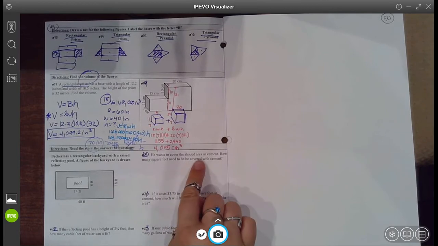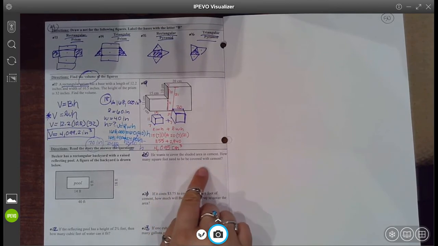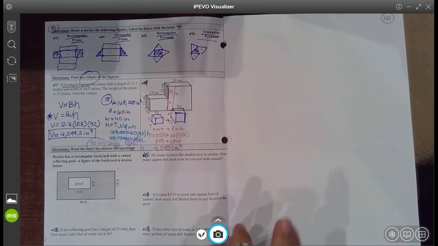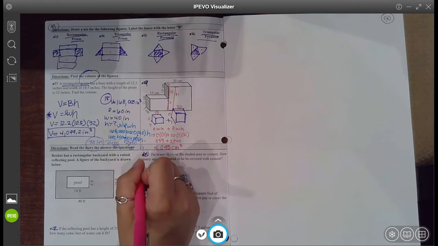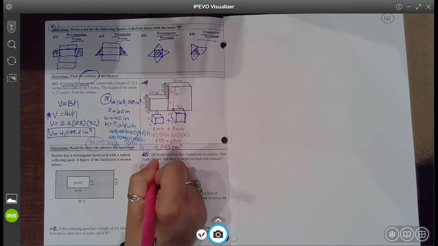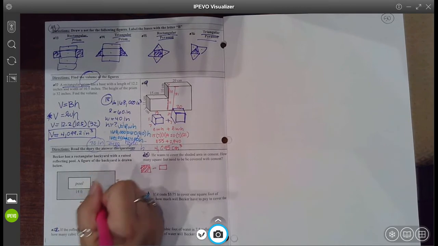He wants to cover the shaded area in cement. How many square feet need to be covered with cement? So just this. How do you think you would do that? Well, you want to find the area then, right? So if I find the area of the whole thing and then subtract out just the pool, that will give me just this outer portion.